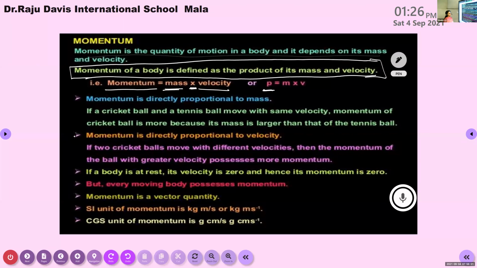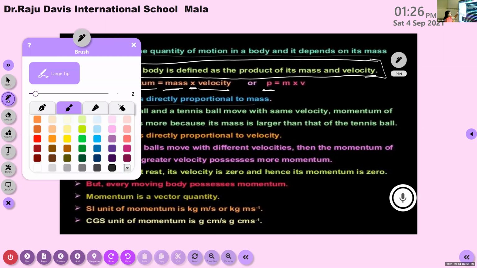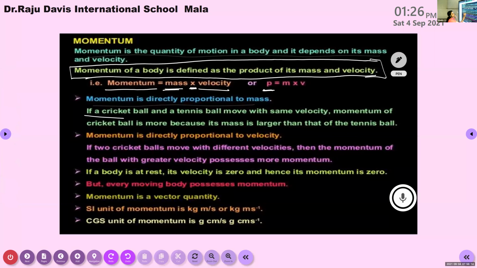Okay. So here we can write some characteristics of momentum. Momentum is directly proportional to mass. Here one example is given. If a cricket ball and a tennis ball move with the same velocity, the momentum of the cricket ball is more because its mass is larger than that of the tennis ball.